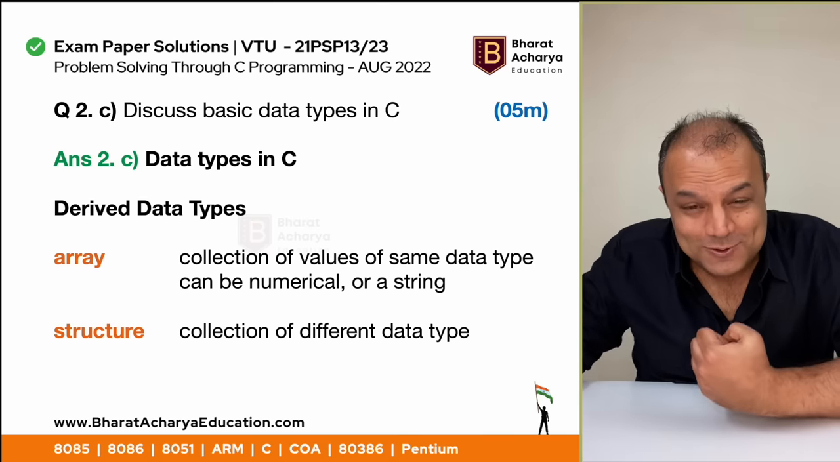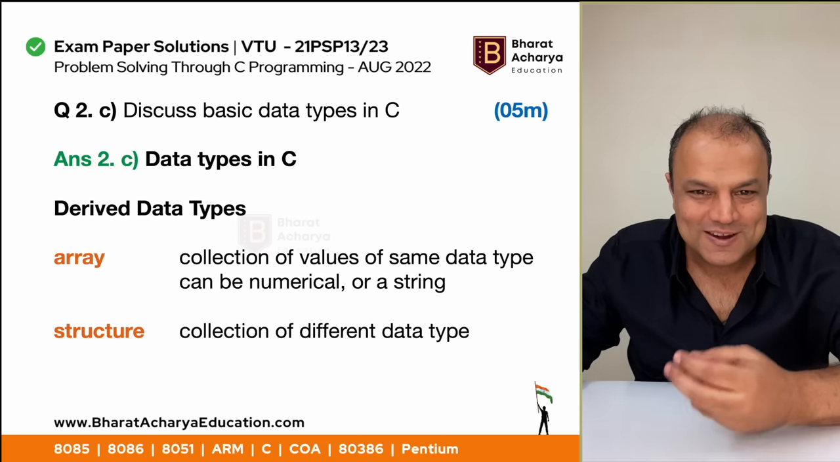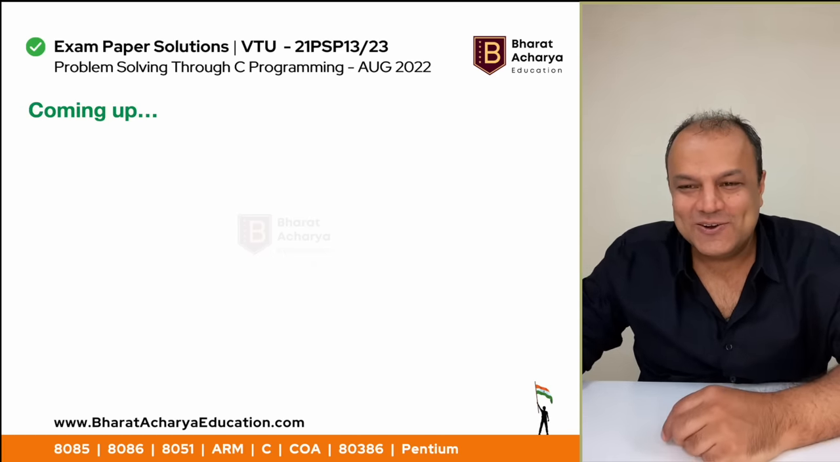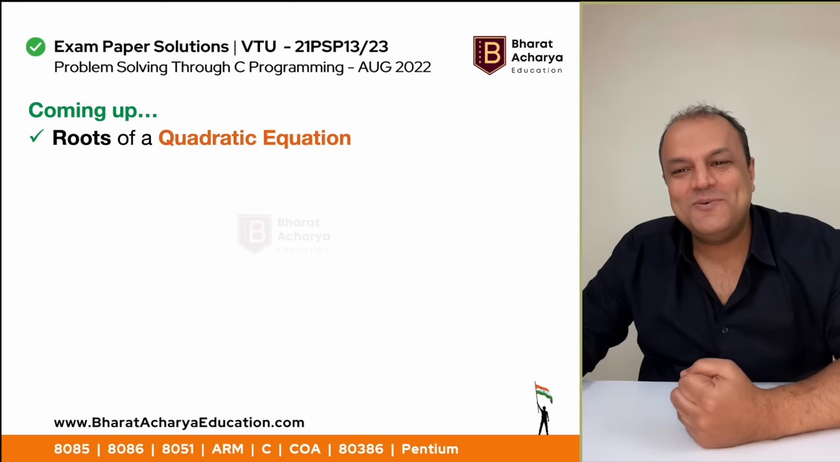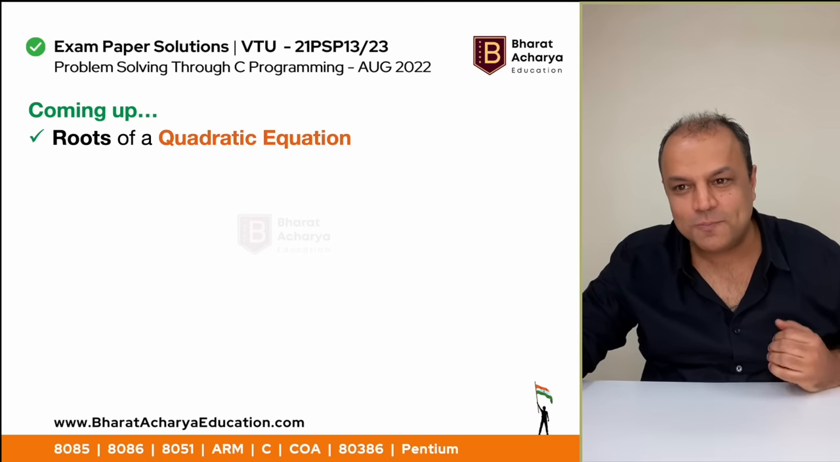You know what is left to come? What is coming up? You can understand this was from the first chapter of C programming, the basic chapters. Now, coming up are the big questions. The very next question we'll do. What a question. A 10 mark program.